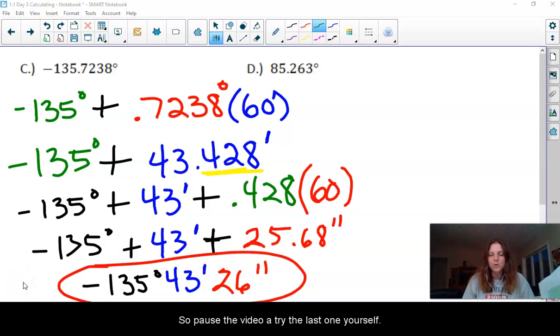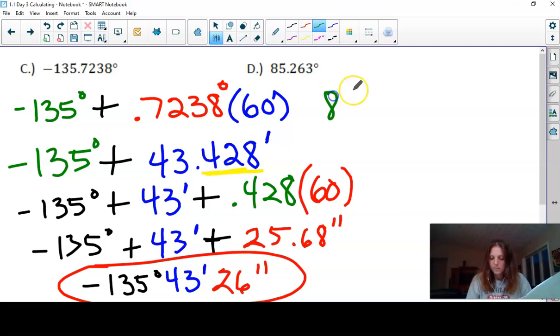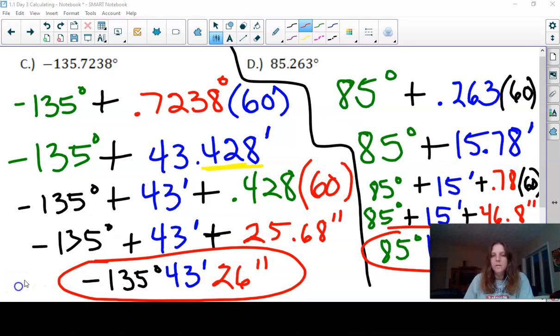So pause the video and try the last one yourself. So check your answer, and if you made any mistakes, definitely take a look at each step and correct as needed.